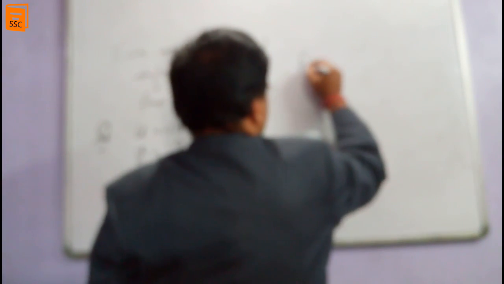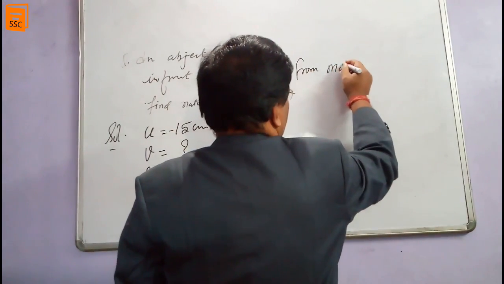Applying the mirror formula. Why this one? You should write, the mirror is concave. Here is a concave mirror, so it is negative. Now applying the mirror formula, what do we have? What do you know from the mirror formula?